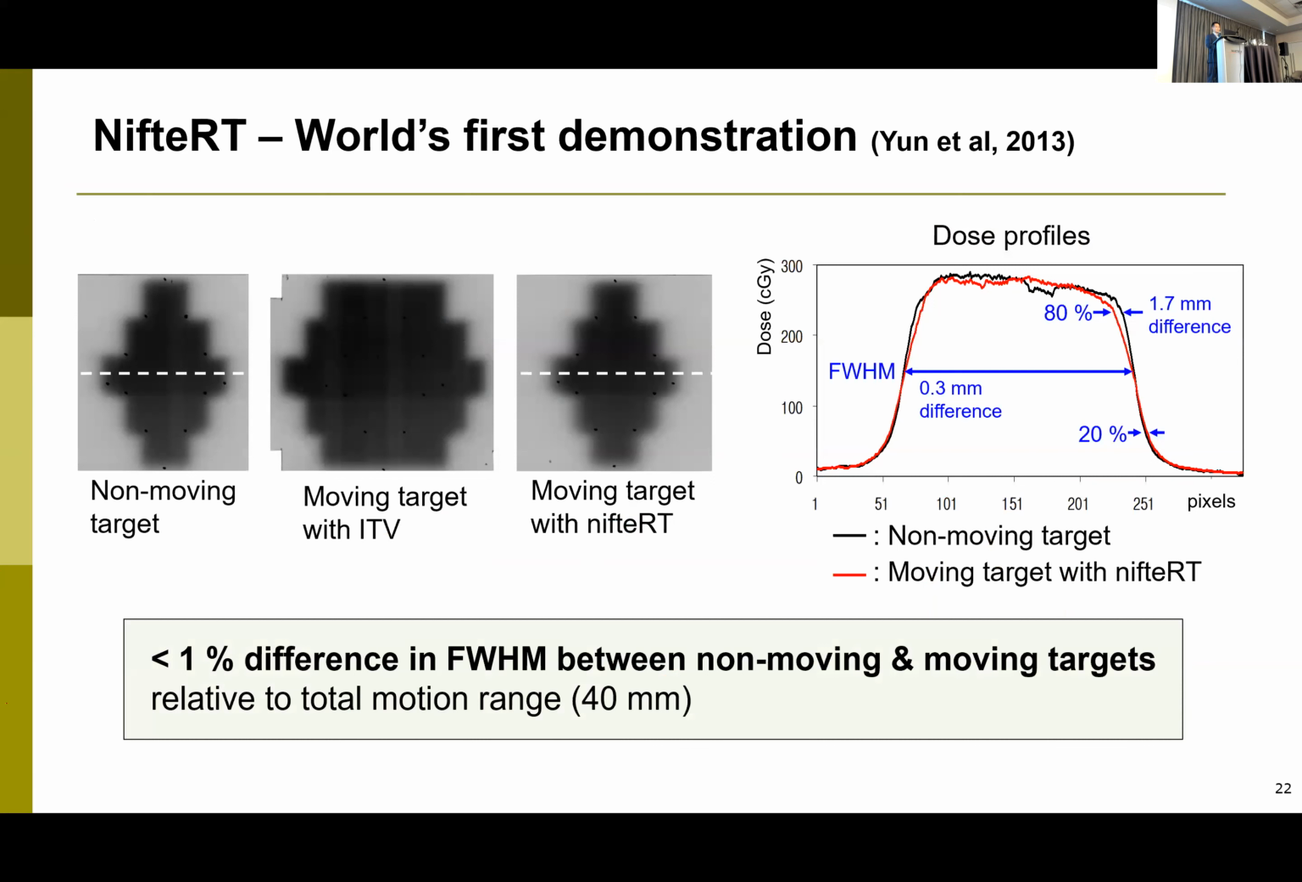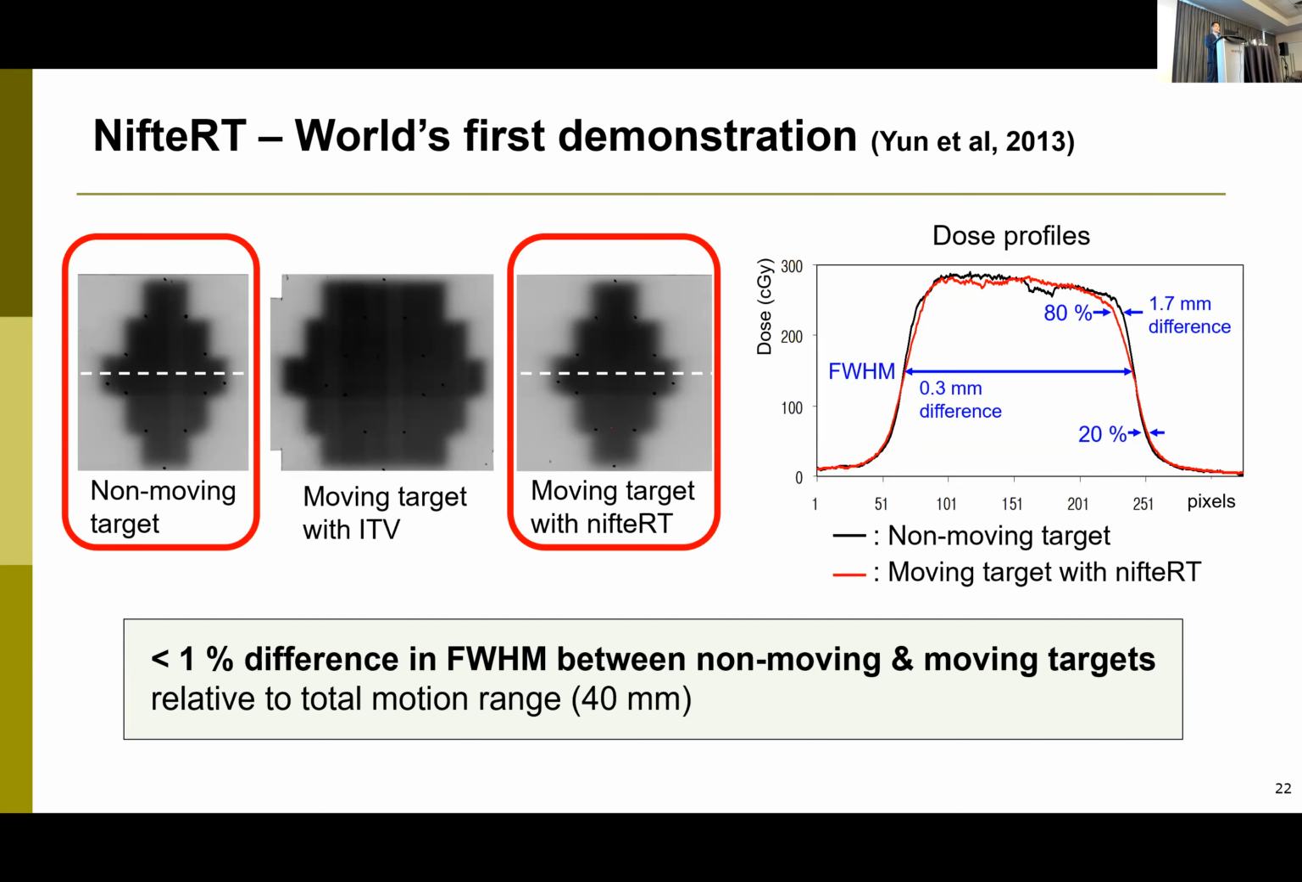This is a film result. Let's see, where's my cursor? Yeah, there. So this is the one from the static, non-moving target. So this is the gold standard, okay? And this one here is the one from the moving target with NIFT-RT applied. So if you think about it, the radiation delivery to a moving or non-moving target should be identical if you can track it perfectly, right? So if I just compare these two cases visually, there's very little difference. If I compare the radiation dose profile along this dashed line, here's the result. And well, it matches well. That's what I'm trying to say. So it was less than 1% difference in terms of beam width.